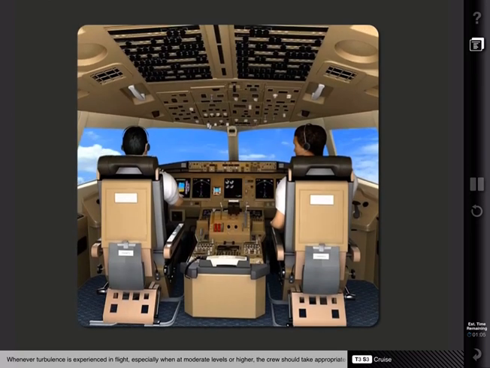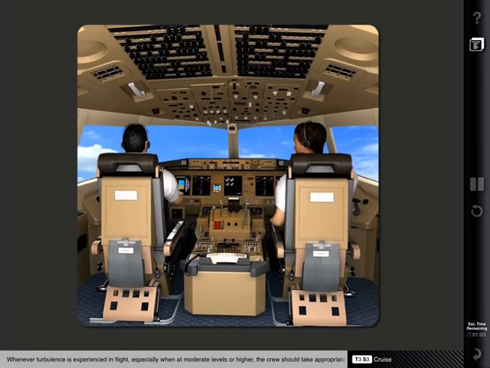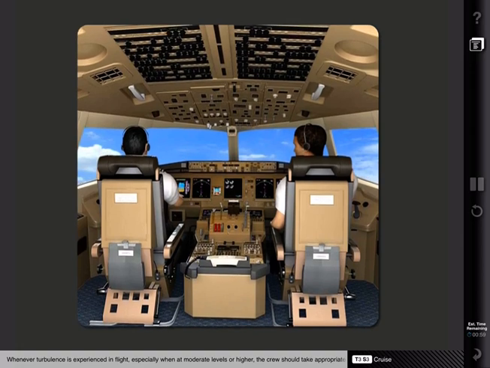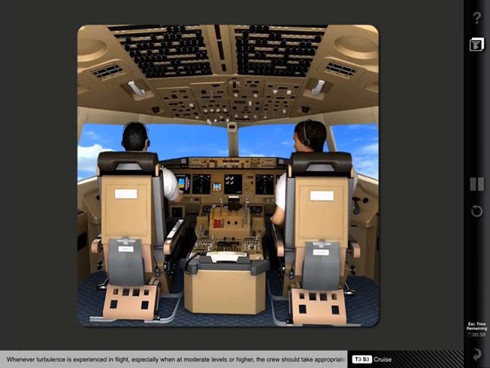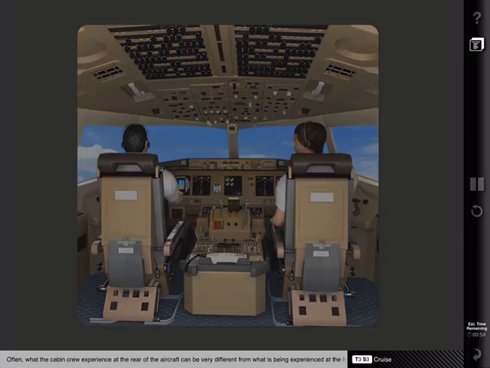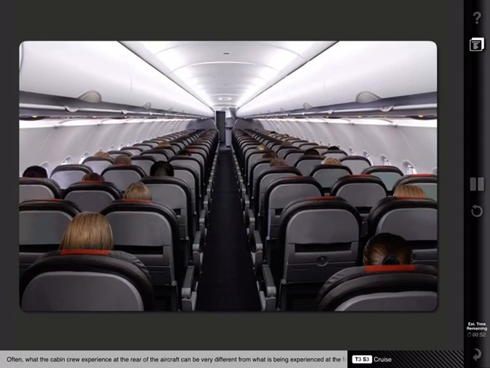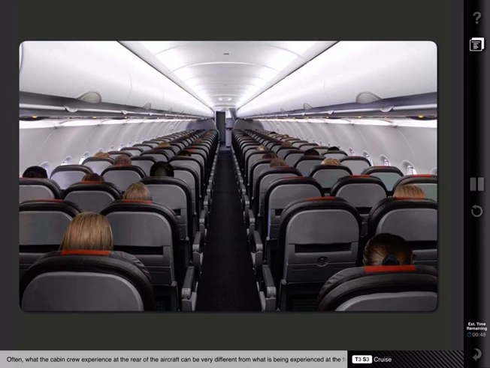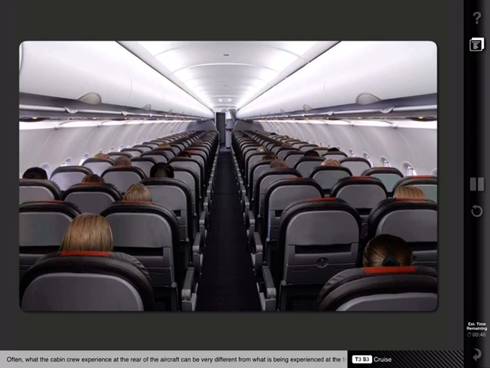Whenever turbulence is experienced in flight, especially when at moderate levels or higher, the crew should take appropriate steps for self-preservation first and foremost. Often, what the cabin crew experience at the rear of the aircraft can be very different from what is being experienced at the front of the aircraft.